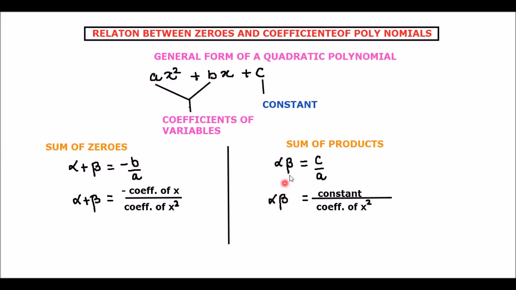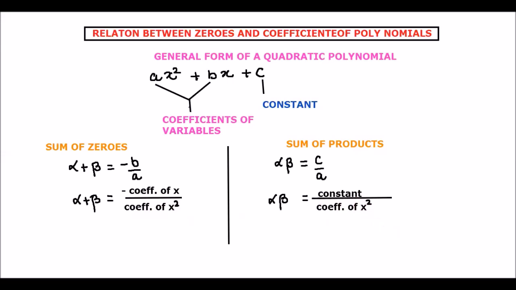And if you find the product of these two, it will be c, the constant term, divided by the coefficient of x square, that is a, so c by a. So you may learn it like this: alpha plus beta is equal to minus the coefficient of x upon the coefficient of x square, and alpha beta is equal to the constant upon the coefficient of x square.